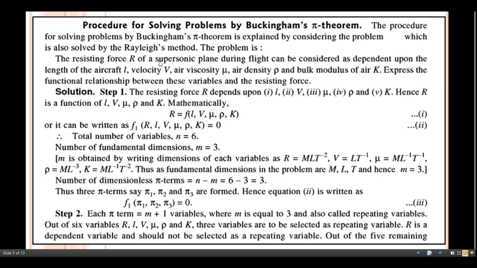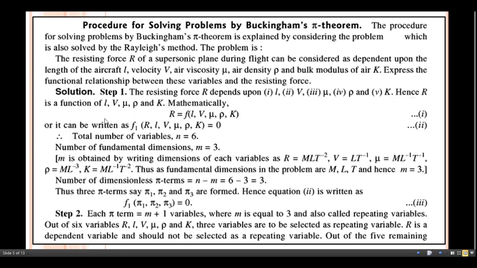The resisting force R of the supersonic plane during flight can be considered as dependent upon the length of the aircraft L, then velocity V, air viscosity mu, air density rho, and bulk modulus of air K. Express the functional relationship between the variables and the resisting force R. So the resisting force R depends upon, as per the information given, the length of the aircraft L, then the velocity V, then air viscosity mu, then density rho, and the last one is the bulk modulus of the air, K.